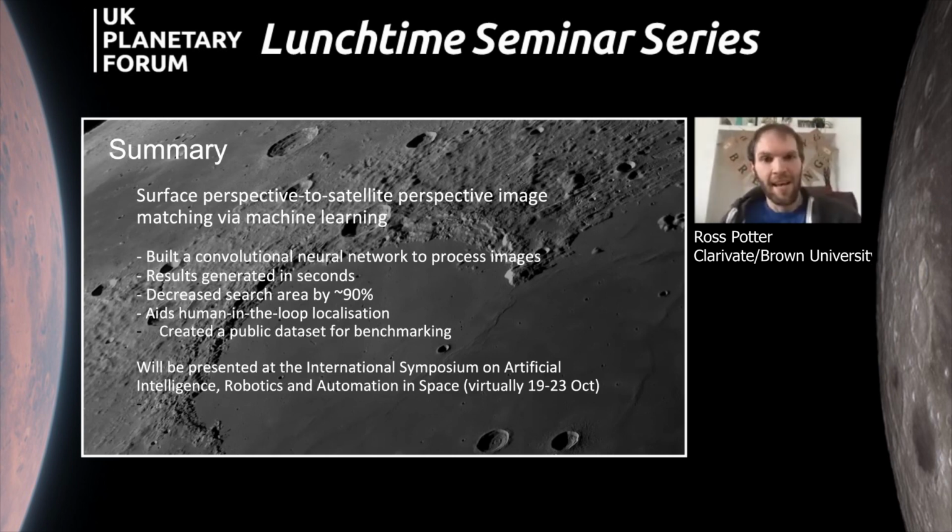To do this, we built a convolutional neural network on top of the residual net model to process the images. The results can be generated in seconds. And again, we are able to decrease the search area by around 90%, which will help any human-in-the-loop localization, specifically for pinpointing where the rover could be.